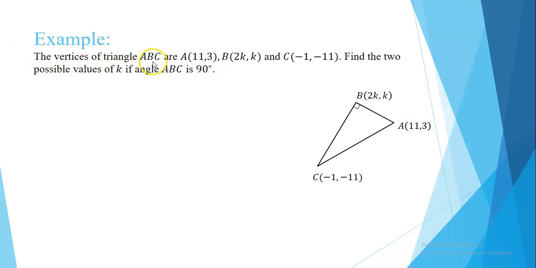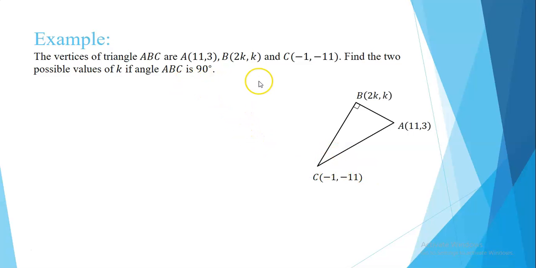So the vertices of triangle ABC are A is (11, 3), B is (2k, k), and C is (-1, -11). We're asked to find the two possible values of k if angle ABC is 90 degrees. If we drew a rough diagram of this triangle, we might get something like this, ABC.